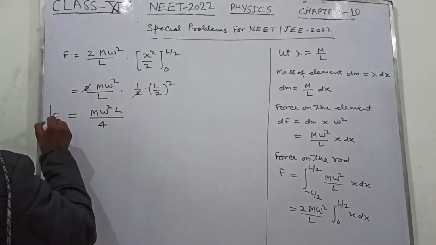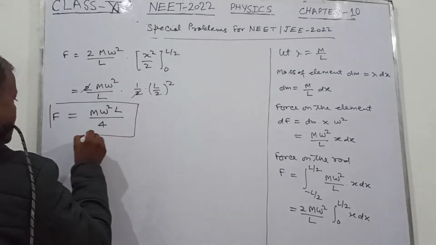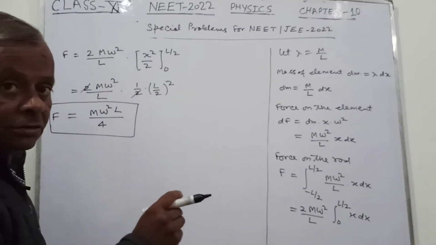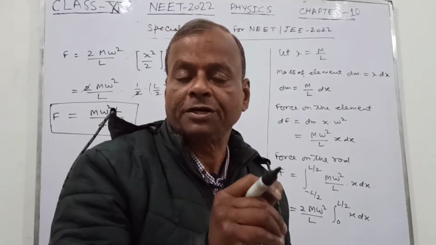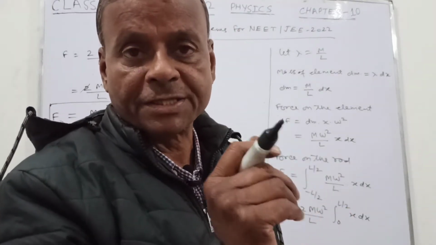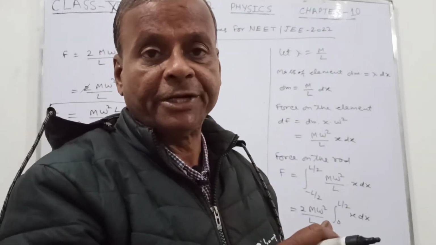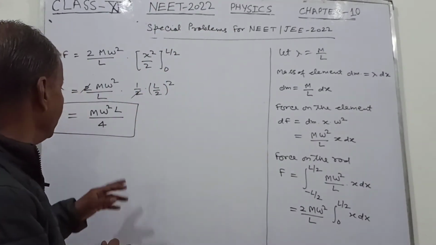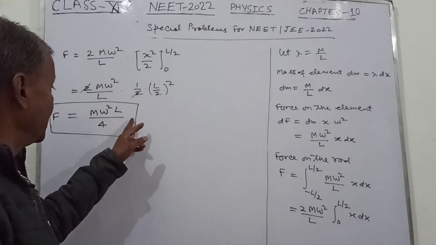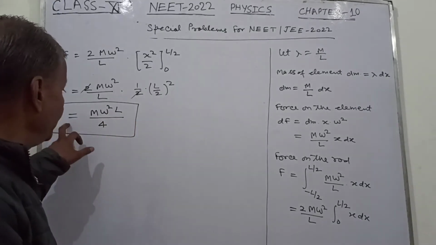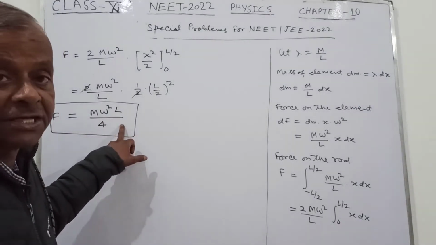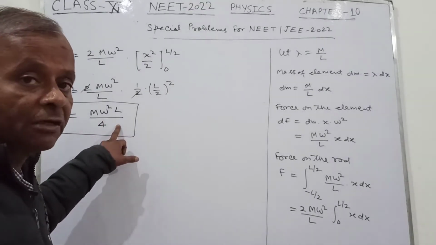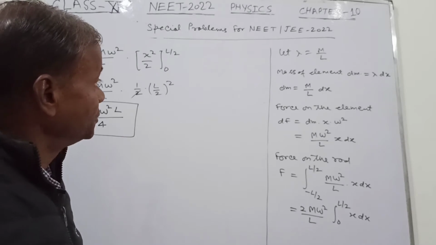So this is the force when the rod is rotating about an axis which passes through its center and perpendicular to the length. You can see that initially it was m omega square L upon 2. Now when we pivot this at the center, this F will be half of the initial value. So this is the force.